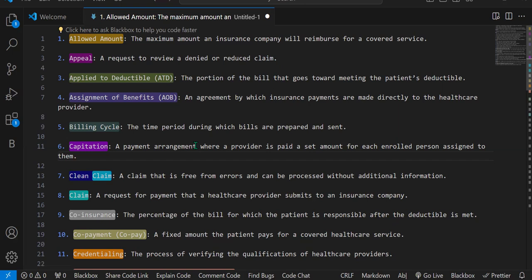So what is capitation? The payment arrangement where a provider is paid a set amount for each enrolled person assigned to them.